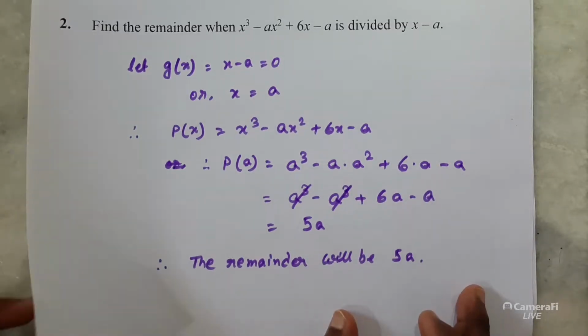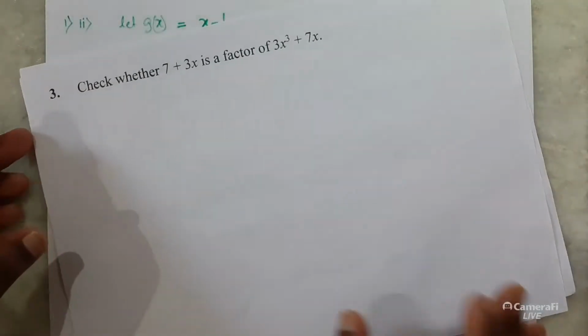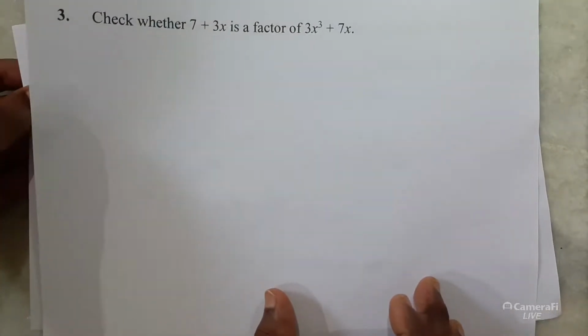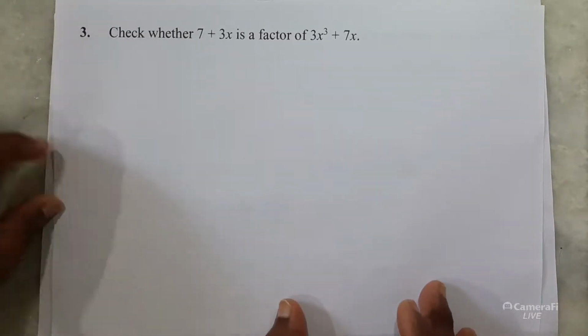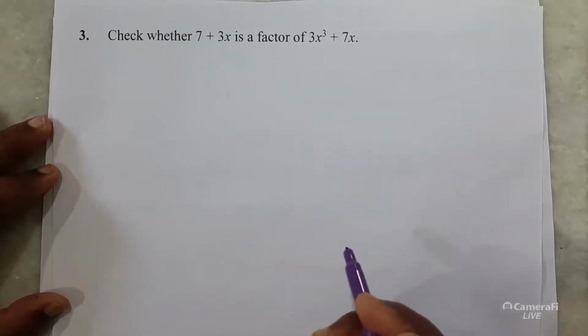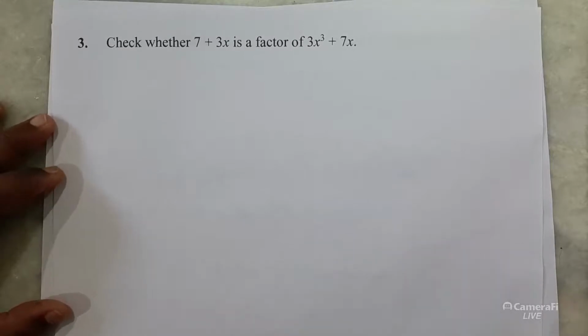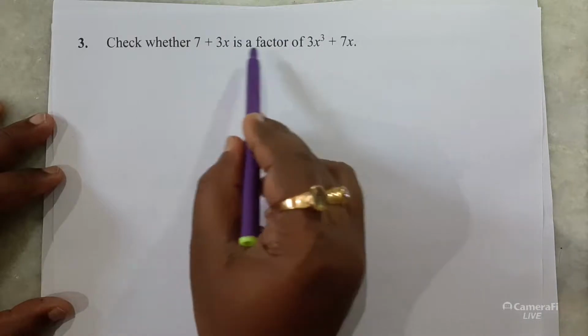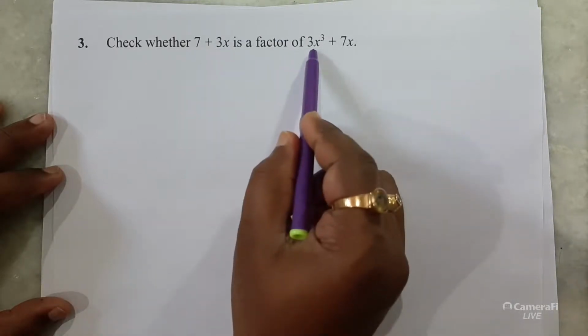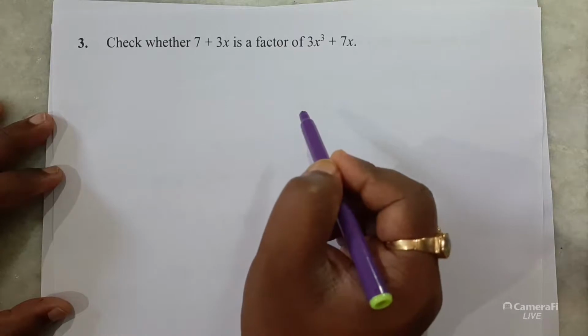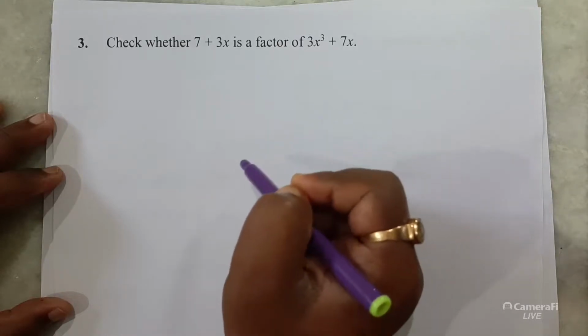Okay, next is question number 3. Check whether 7 plus 3x is a factor of 3x cube plus 7x. Now, in order for 7 plus 3x to be a factor of 3x cube plus 7x, the remainder should come 0. That means there will be no remainder.